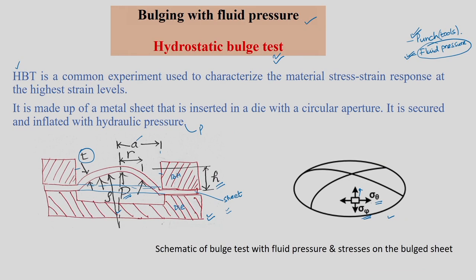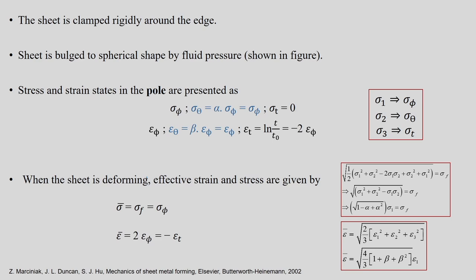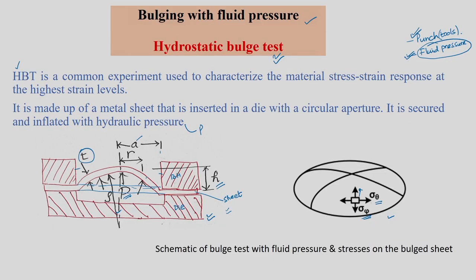So the sheet is bulged to a spherical shape by a fluid pressure. You can imagine this particular shape as approximately spherical. If you look into the state of stress and strain, we are going to concentrate mainly on the pole region. This topmost point in the deformation zone is called the pole. If you take an element from this pole region and look at the state of stress and strain, the same thing happens: sigma phi and sigma theta will be there, and the corresponding strains also come into the picture.